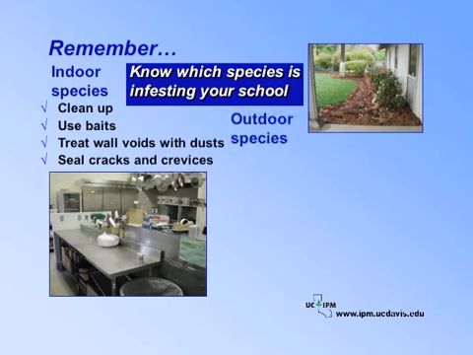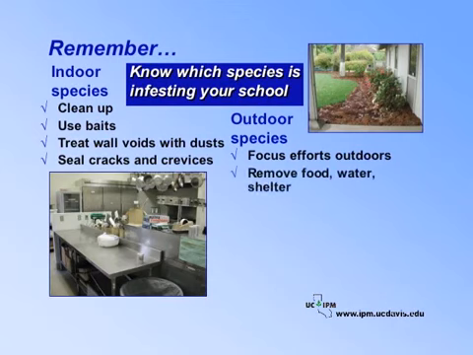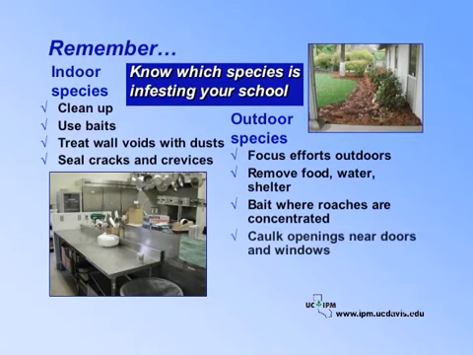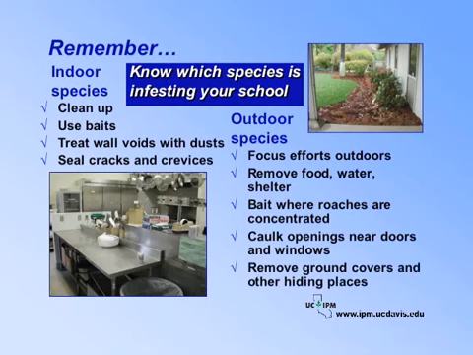For outdoor species that invade buildings, focus management efforts outdoors, but remove food, water, and shelter inside that may attract roaches. Bait outdoors in places where roaches are concentrated. Keep roaches out of buildings by caulking openings near doors and windows or other roach entryways. Remove ground covers and other hiding places around the building.